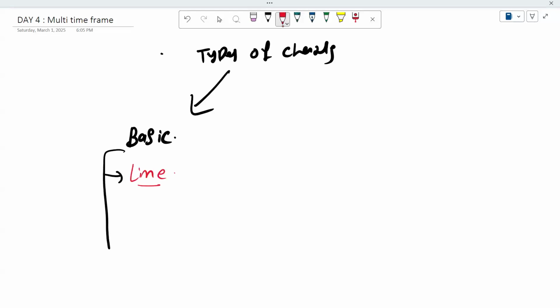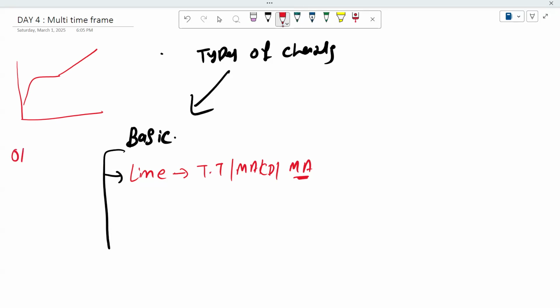Because a line chart will show you only one data. If you want to plot only the closing price data, you can plot it through the line chart. So this line chart is used for technical indicators like MACD and moving average, because a moving average will give you one data, and our price has four data. I already told you OHLC data: open, high, low, and close.